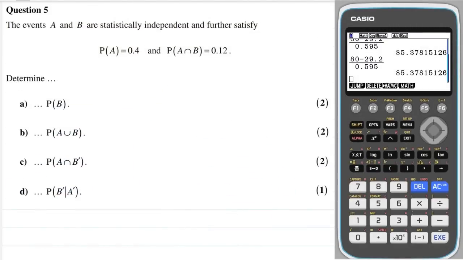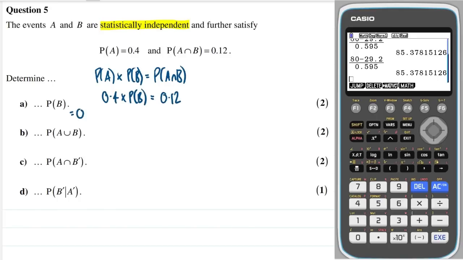Question 5, and we have these two events are statistically independent, and that means that the probability of A multiplied by the probability of B will equal the probability of the intersection. So we have 0.4 times the probability of B will equal 0.12. So therefore the probability of B is 0.3.